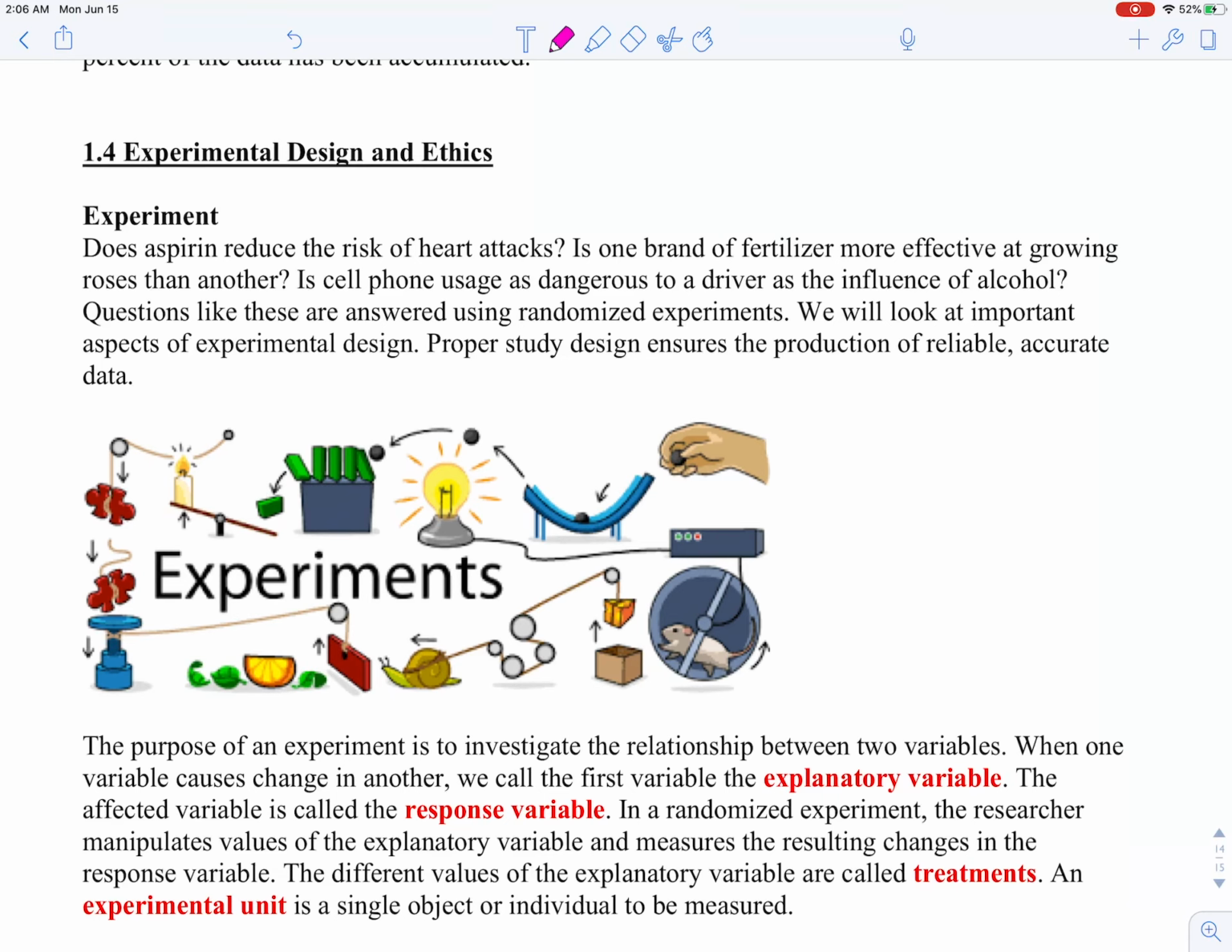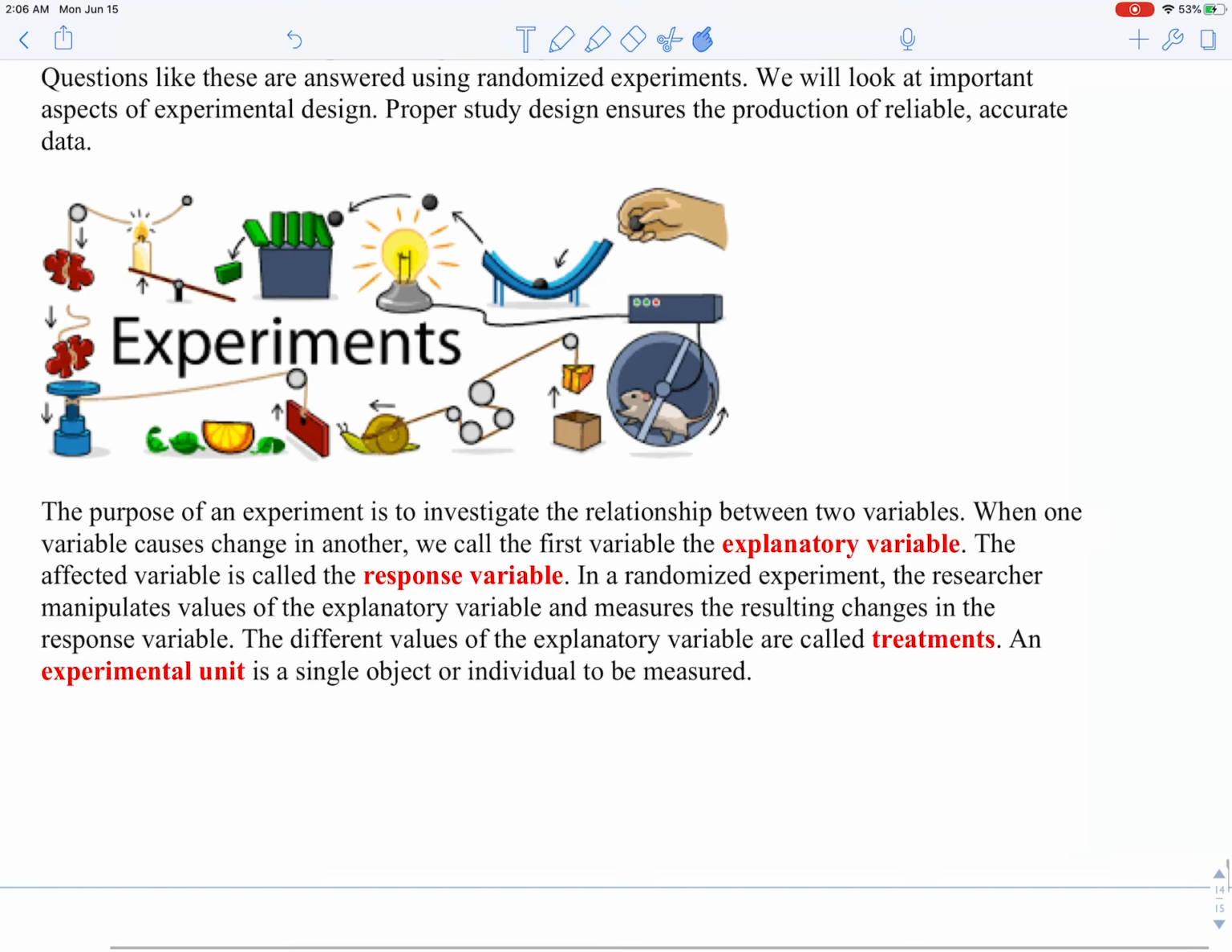All right, so here's an experiment. Does aspirin reduce the risk of heart attacks? Is one brand of fertilizer more effective at growing the roses than another? Is cell phone usage as dangerous to a driver as the influence of alcohol? Questions like these are answered using randomized experiments. We will look at important aspects of experimental design. Proper study design ensures the production of reliable, accurate data. Okay? The purpose of an experiment is to investigate the relationship between two variables.